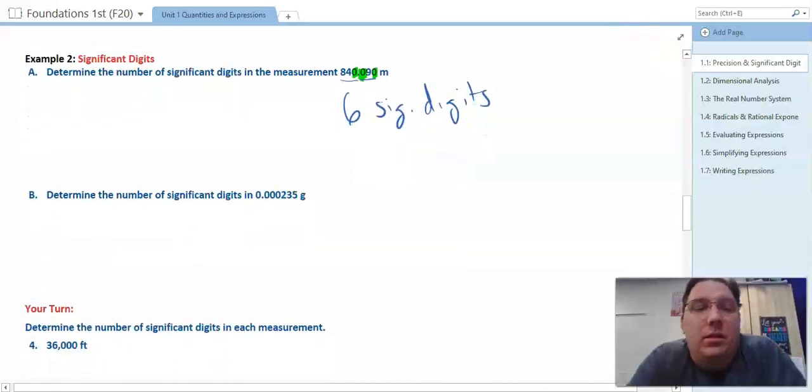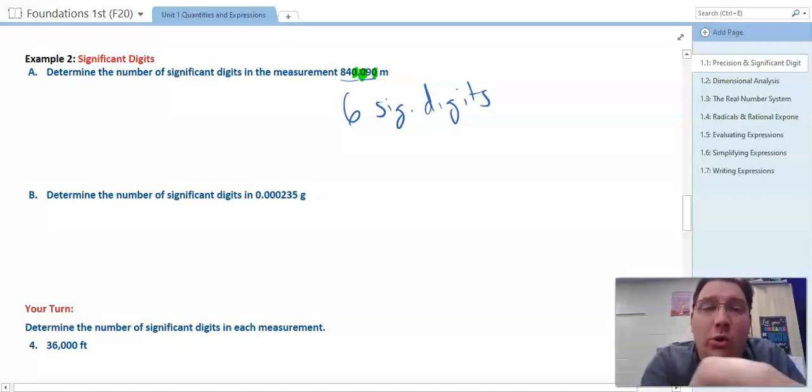Example B. Determine the significant digits in this number. This is 235 millionths grams. Think about what zeros are significant and what zeros are not significant in this number. How many significant digits does it have?